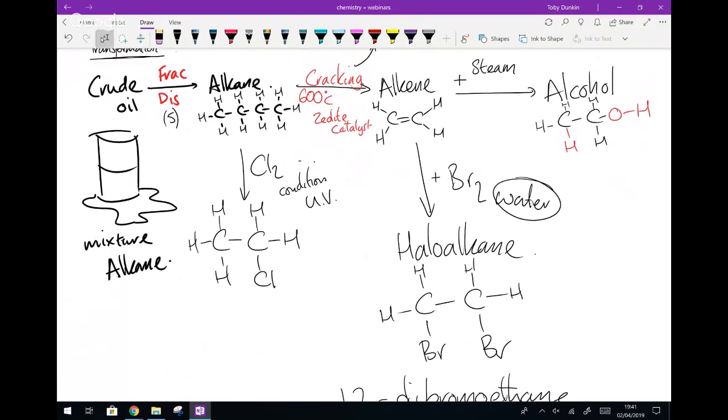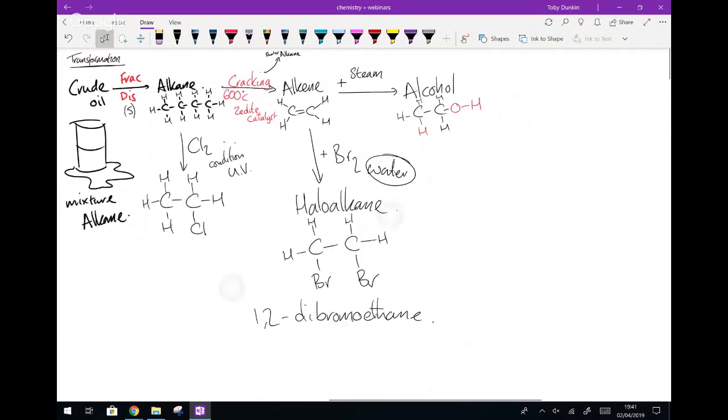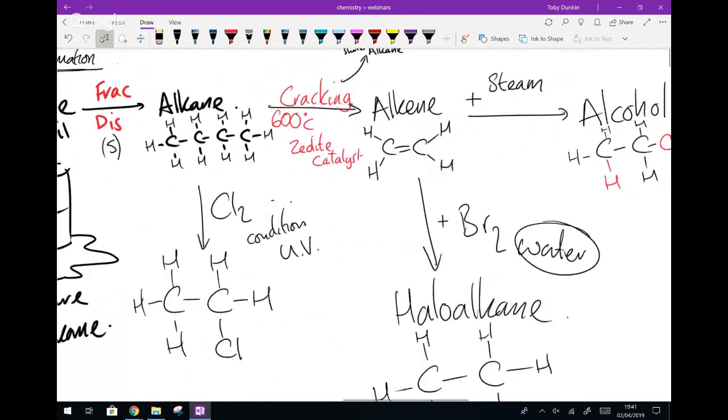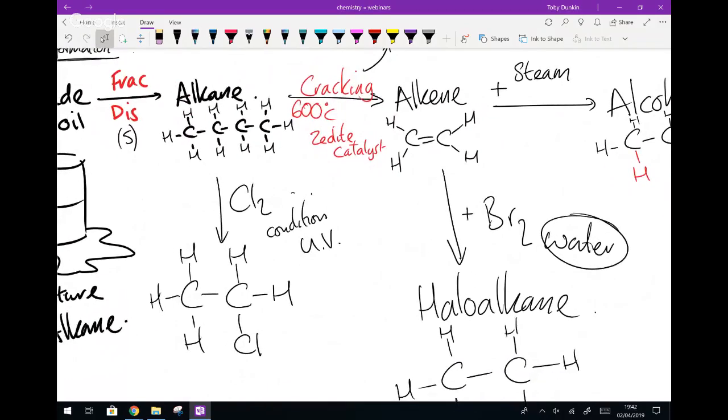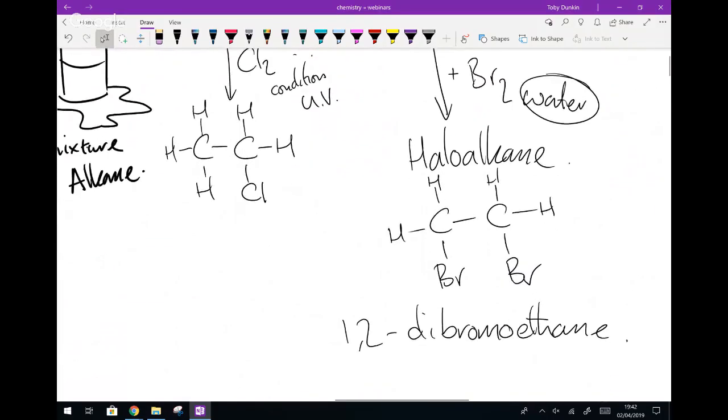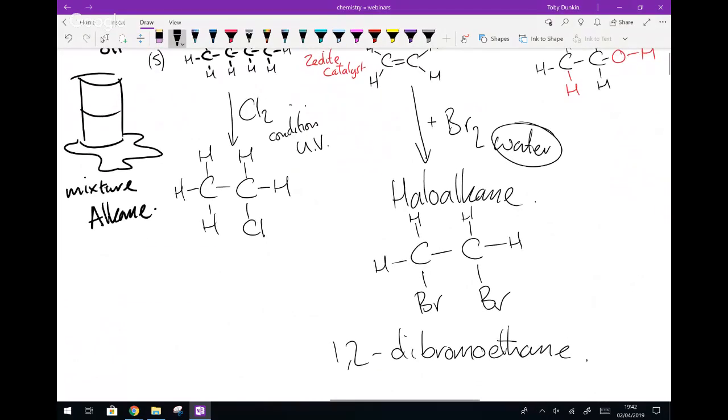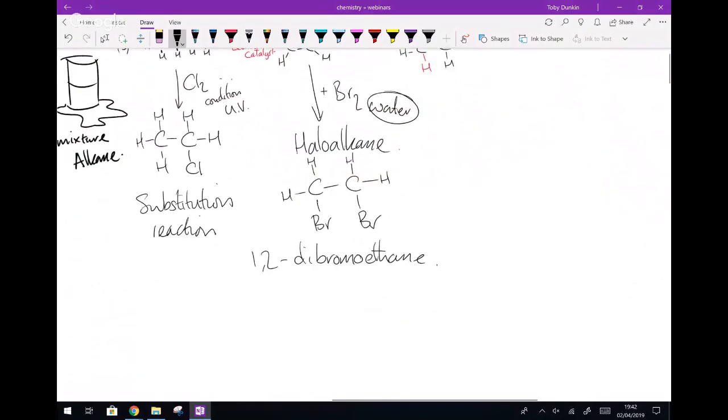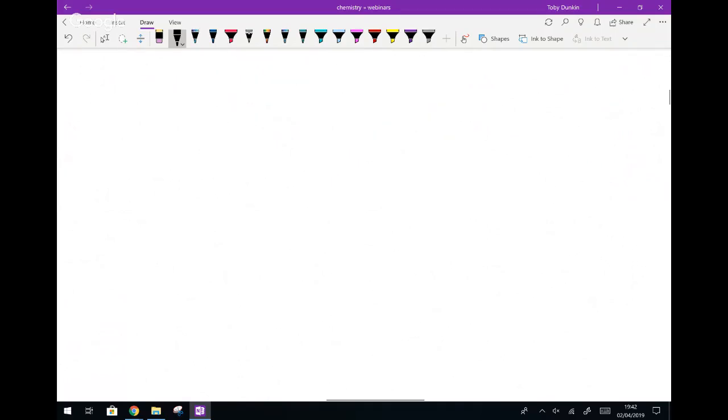So you can see what's going on here. We can take an alkane and we can add chlorine and UV light, and we will substitute. This is a substitution reaction. I'll add that. That is a substitution reaction. And this one is an addition reaction. Addition reaction.